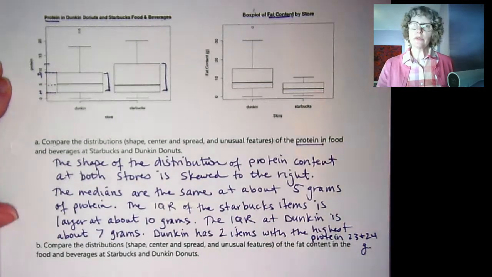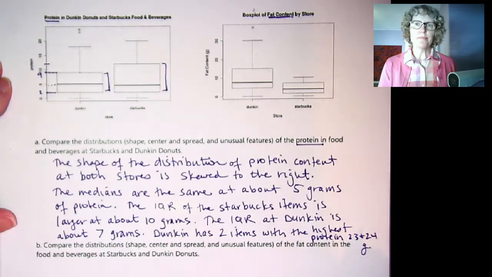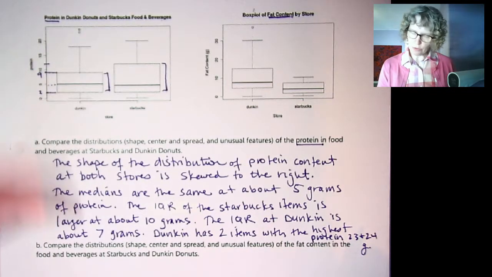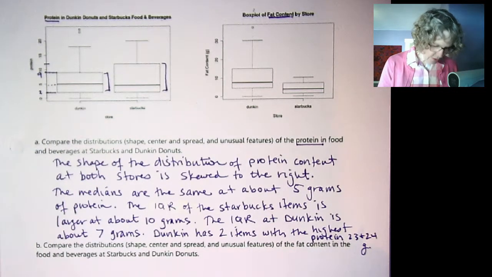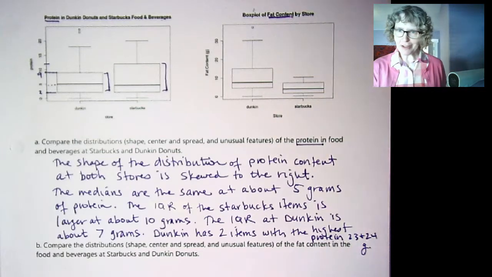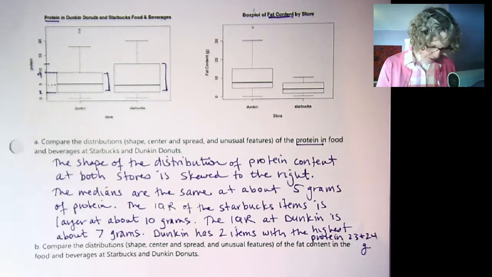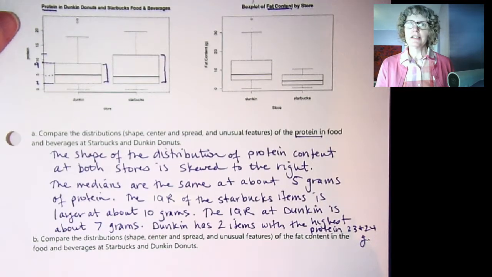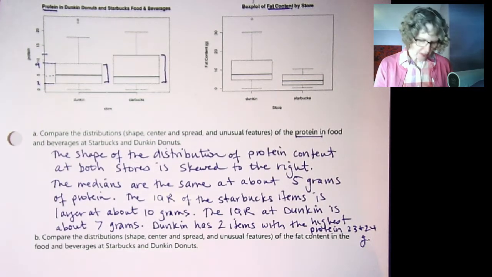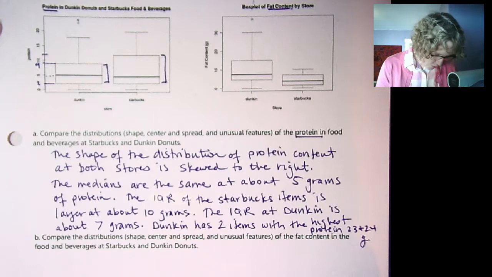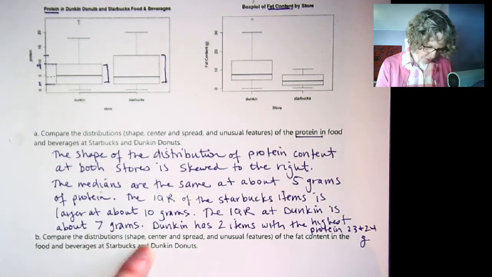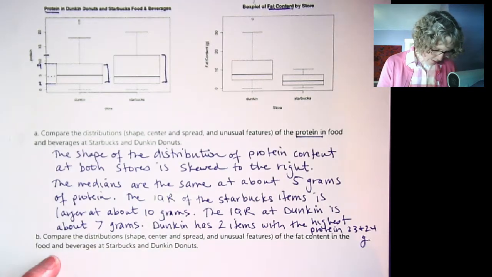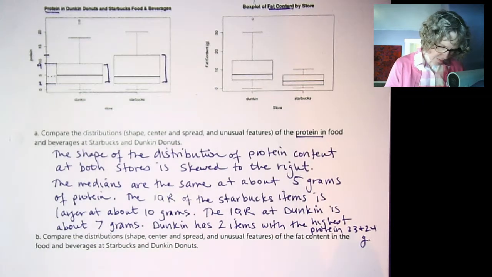Okay, so that's one way you can compare. You can summarize the distributions of 2 at the same time. Okay, so try B if you haven't already. Just pause it and try it, and then I'll do it. Okay. So, same question. Compare the distributions, shape, center, and spread, and unusual features of the fat content in the food and beverages. Okay.